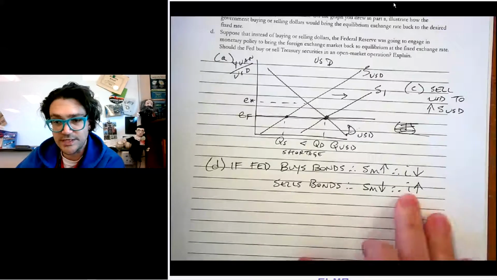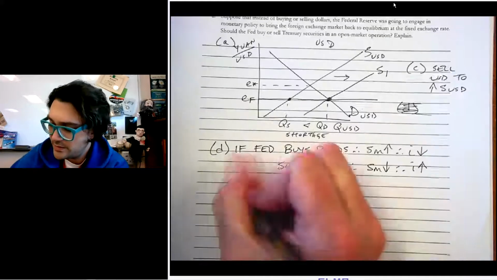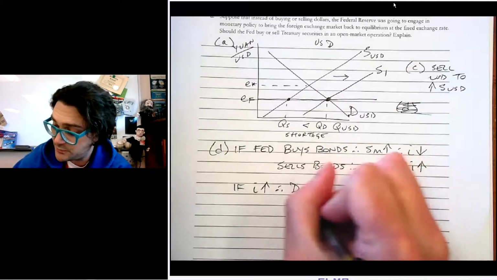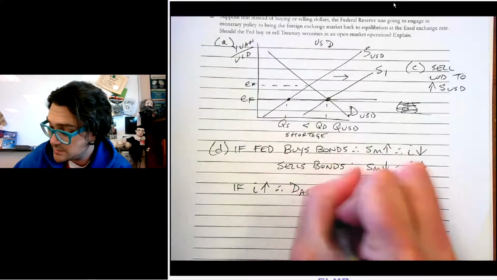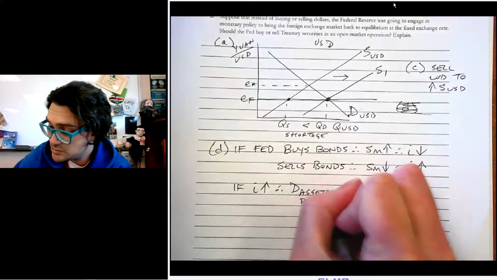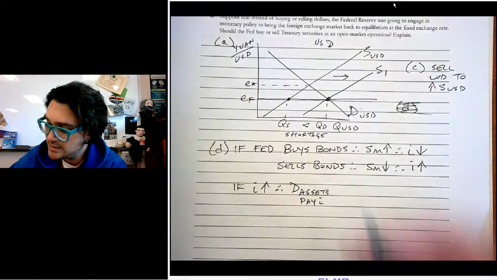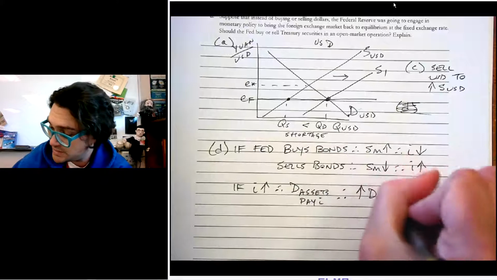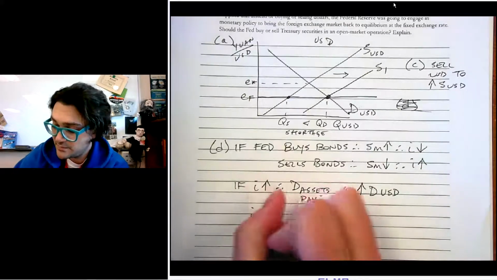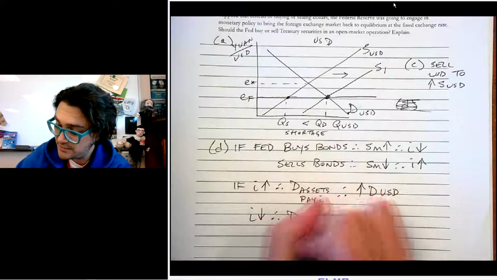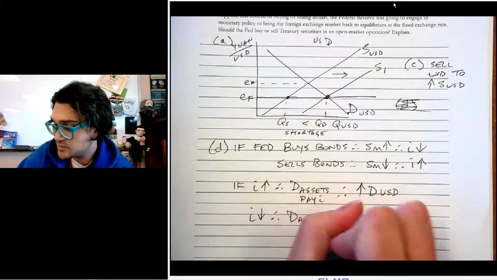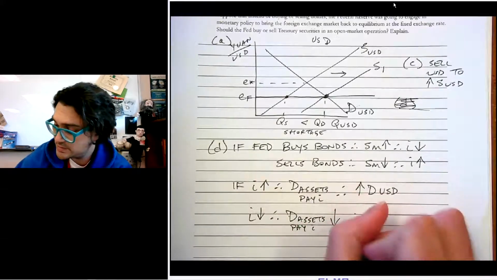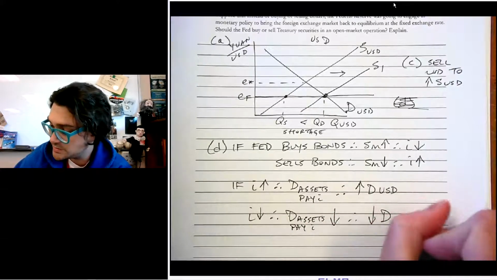Now, the interest rate is really what we're going to be concerned with here. If the interest rate goes up, there's an increased demand for assets that pay interest, interest-bearing assets. And so therefore, there's an increased demand for US dollars. If the interest rate goes down, the demand for interest-bearing assets goes down. And so the demand for dollars goes down.